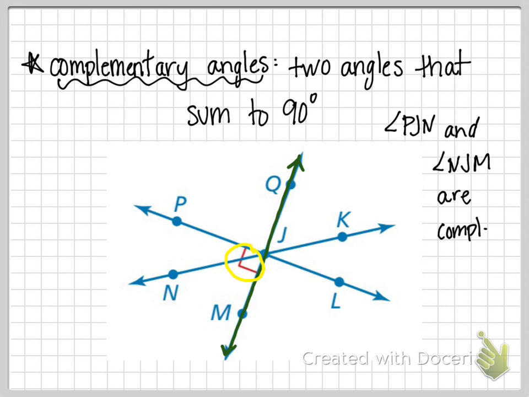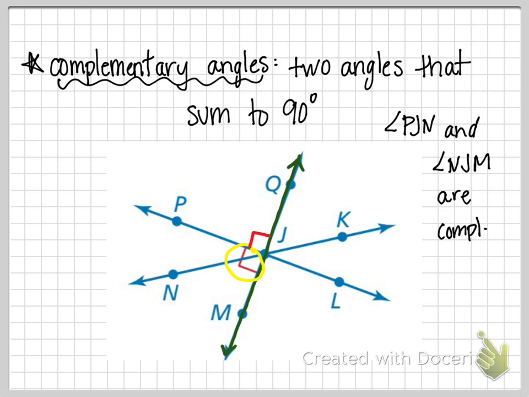Or sorry, PJQ. I named it wrong. What do we know about angle PJQ? Caroline? It's what? If we know that whole flat line is 180, and we know that PJM is 90, what do we know about PJQ? It's another right angle. This also has to equal 90 because it has to total 180 degrees to be a straight line.